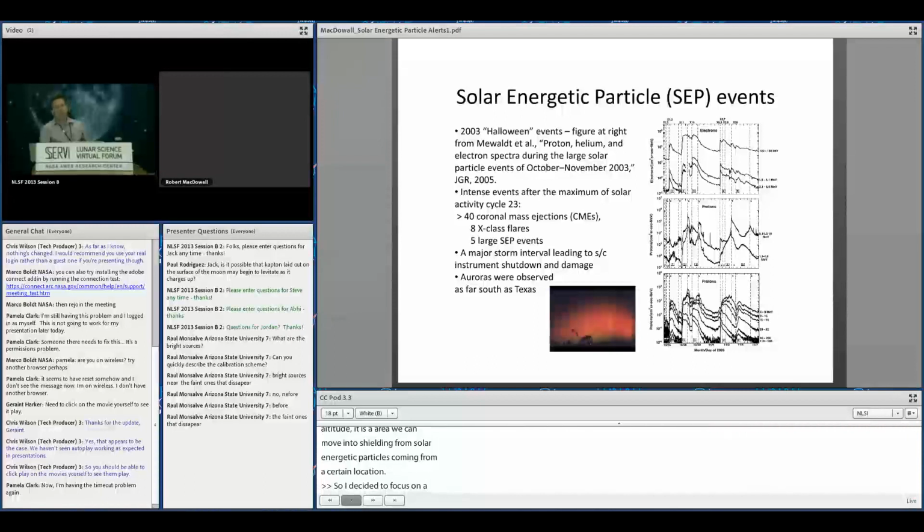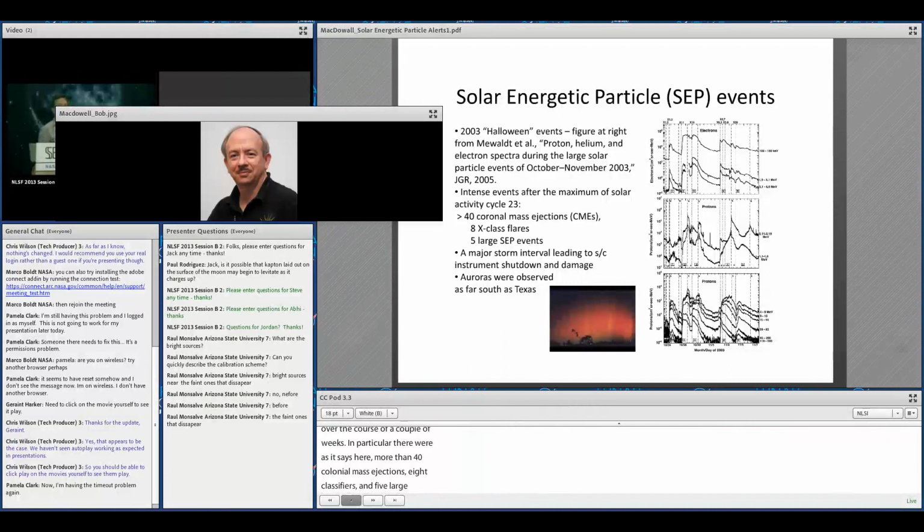When you blow this up, you can see things adequately, but I'll tell you what's there. These date from late 2003, when the sun, nearing the end of that solar activity cycle, cycle 23, produced a number of bursts over the course of a couple of weeks. In particular, there were more than 40 coronal mass ejections, 8 X-class flares, and 5 large solar energetic particle events.